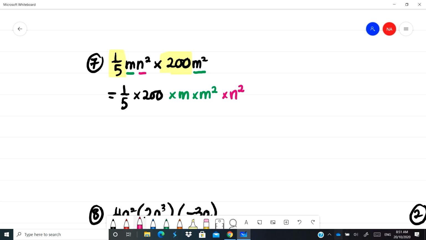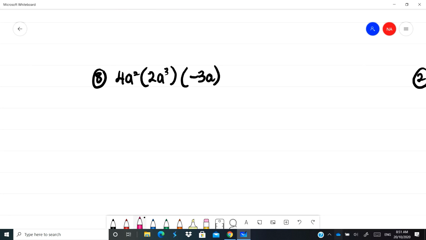Okay, so 1 over 5 multiplied by 200 will have 40. Alright. And then we'll have m square, right, m to the power of 1 multiplied by m to the power of 2, kuasa jadi tambah. So, m kuasa 1 tambah 2 jadi 3. So, now we have n square dekat belakang. Alright? We have something like this.